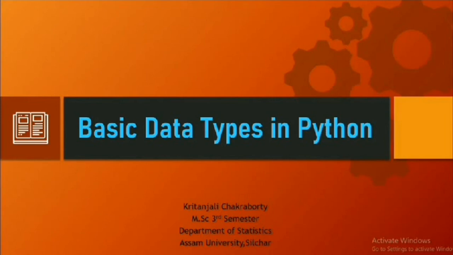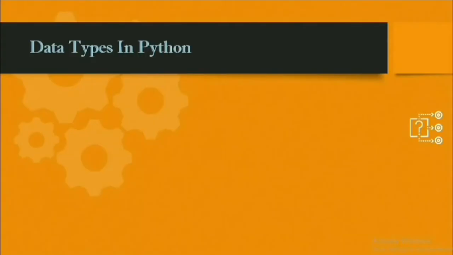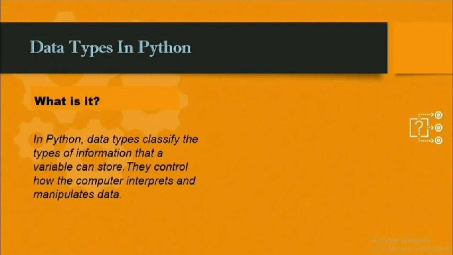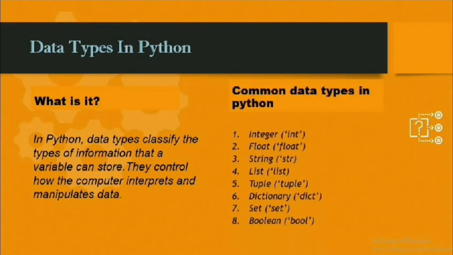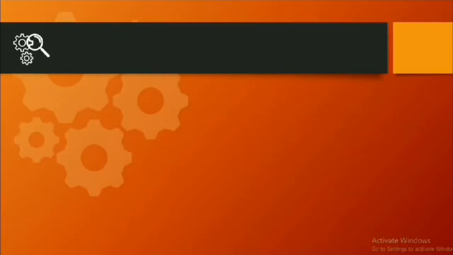So let's move to our topic and discuss the various data types in Python. So what is it? In Python, data types classify the types of information that a variable can store. They control how the computer interprets and manipulates data. Basically, there are 8 data types in Python, and they are integer, float, string, list, tuple, dictionary, set, and Boolean.